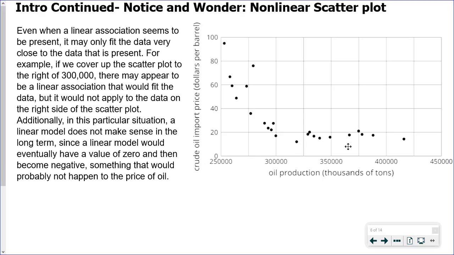So meaning when we're looking collectively, we can see that this data is starting to curve, right? So a linear association may not be the way to go here, but we're not saying that there's no association whatsoever, right? So additionally, in this particular situation, a linear model does not make sense in the long term, since the linear model would eventually have a value of 0 and then become negative, something that would probably not happen to the price of oil. So things to consider in real life as well. All right.